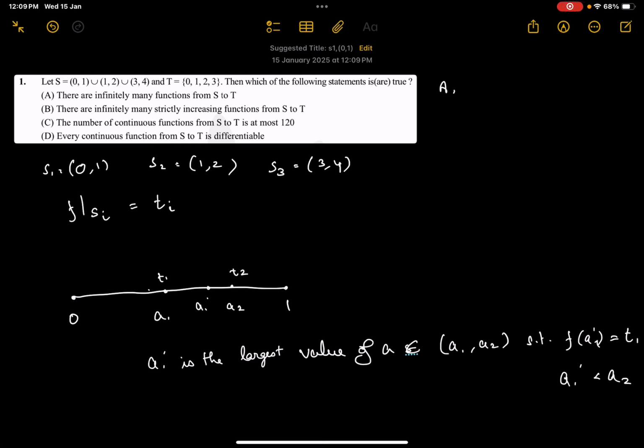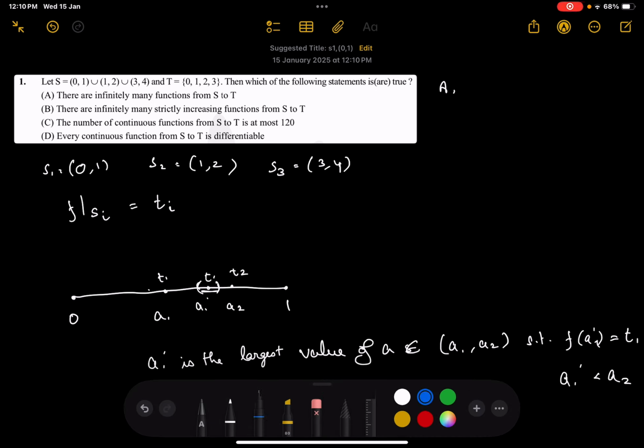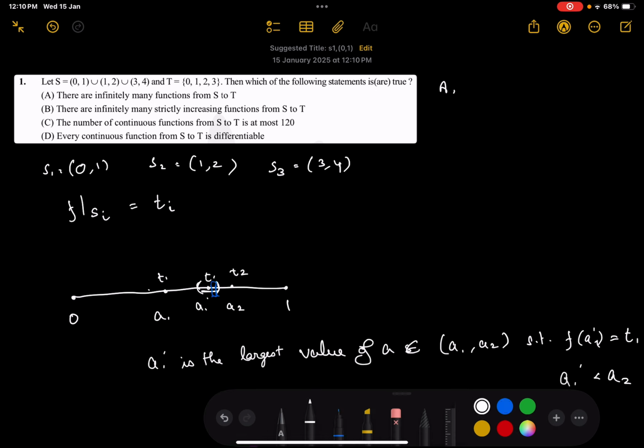Then in the neighborhood of a1 prime, by the same argument, we'll have an open interval around a1 prime in which the function will be constantly T1. But that will contradict the fact that a1 prime was in fact the largest value in [a1, a2] which attained the value T1. So in this interval we'll have another possible member of S which is greater than a1 prime, smaller than a2, and attains the value T1. So this gives us a contradiction.